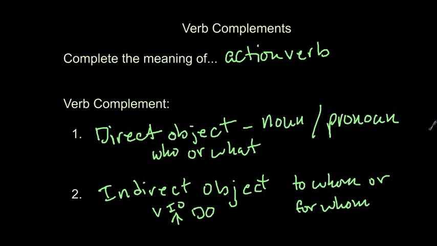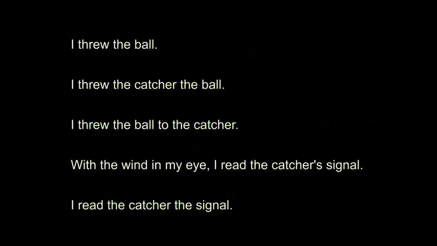This is very important. So let's look at some examples. I threw the ball. So threw is the action verb. And I threw what? Remember, because the direct object answers the question of what. What receives the action? I threw the ball. The ball is the direct object. There is no noun between the verb and the direct object, so there is no indirect object. Let's look at the next one.